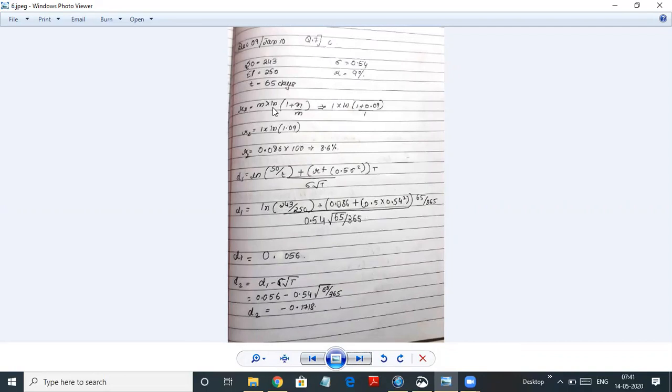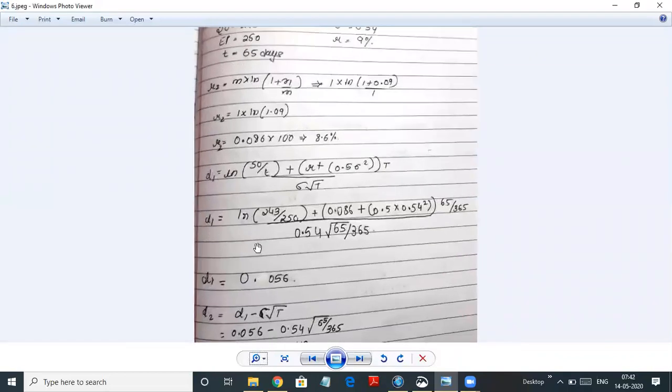R2 is equal to M into ln 1 plus R1 upon M. So 1, because we don't know the frequency of compounding, so we take it as 1 year. 1 into natural log of 1 plus 0.09 divided by 1. So you get the value of R2 as 8.6%. Now find the value of D1.